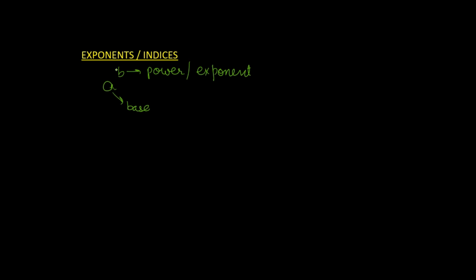Now this power b can either be a positive number, it can be a negative number, it can be fractional, or it can even be a zero. So in today's video, we will see what happens when any number is raised to the power of 0. What is a to the power 0? We will try to figure out in today's video. So let us do it with the help of an example.